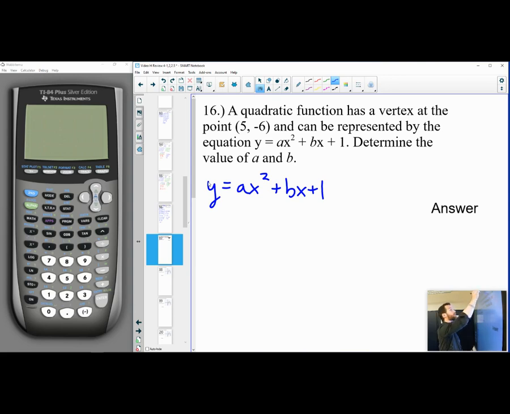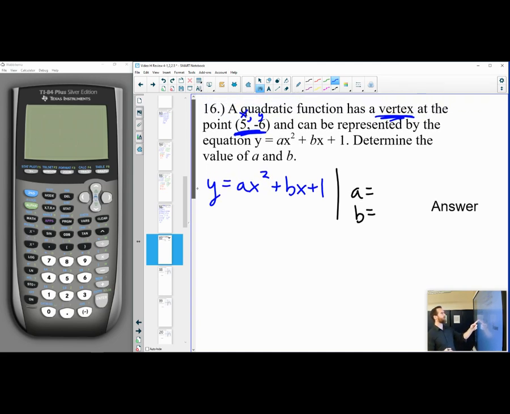Oh, so we don't need an equation here. It's just a equals and b equals. That's what we're looking for here. So I'll put a line sort of separating it. Okay. What clues are they giving us? We already wrote down the equation, so that's good. Oh, they're giving us a point 5, negative 6, so that's an x and a y. And it's also the vertex. Oh, so this is basically the same thing as number 15, the last one we just did.